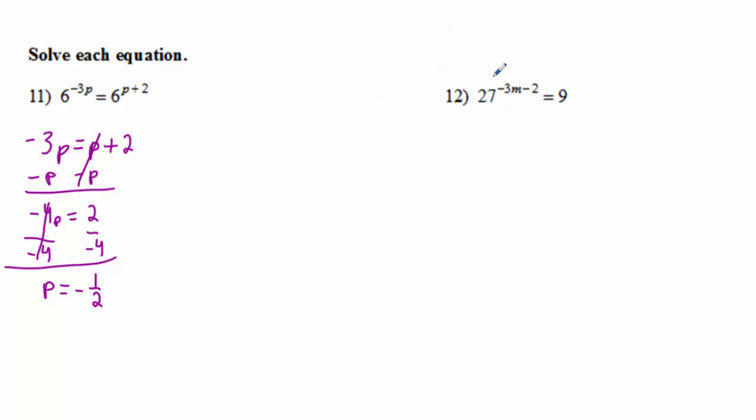12. There's actually two different ways we can do this. We can do this the way we're going to do 18 and 19, but because I can write 27 as 3 cubed and I can write 9 as 3 squared, there's another way I can do it. That relies on you being able to see that those can both be changed to that base. So 27 is 3 cubed, and then we write the exponent next to it that it already had. 9 is just 3 squared, so now they're both 3's, and I can write the exponents equal to each other.